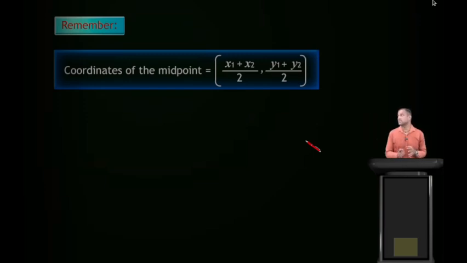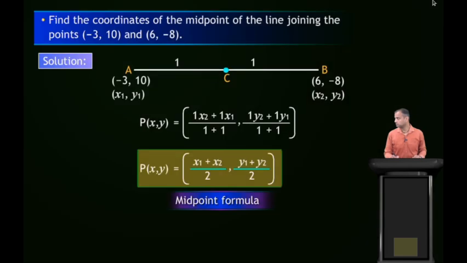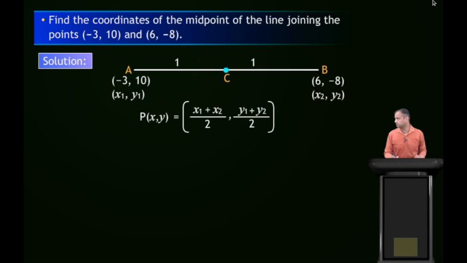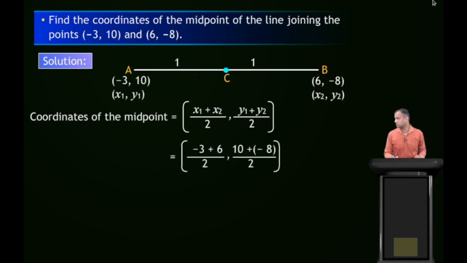Coordinate of midpoint is (x1 plus x2) upon 2 and (y1 plus y2) upon 2. Okay, so this is called the midpoint formula, and this is the coordinates of the midpoint. So what are the values? This is x1 comma y1, this is x2 comma y2. So x1 is minus 3 plus 6 upon 2, then 10 plus minus 8 upon 2.